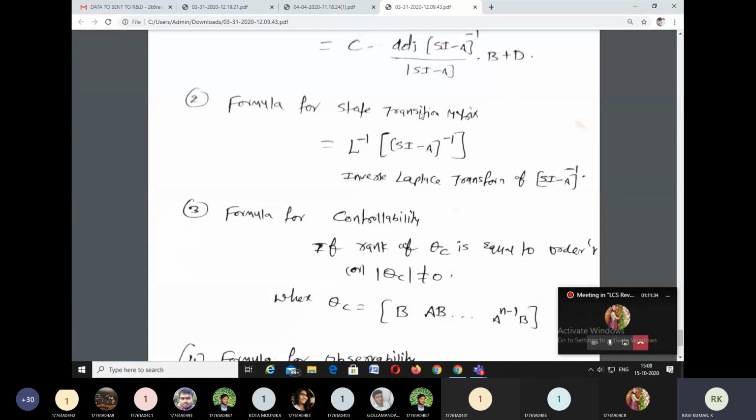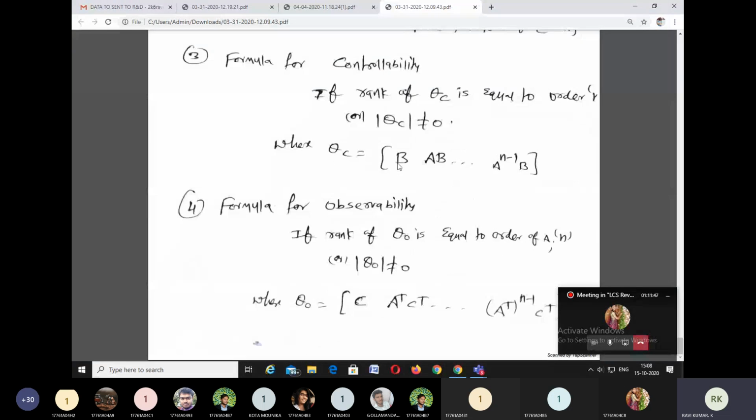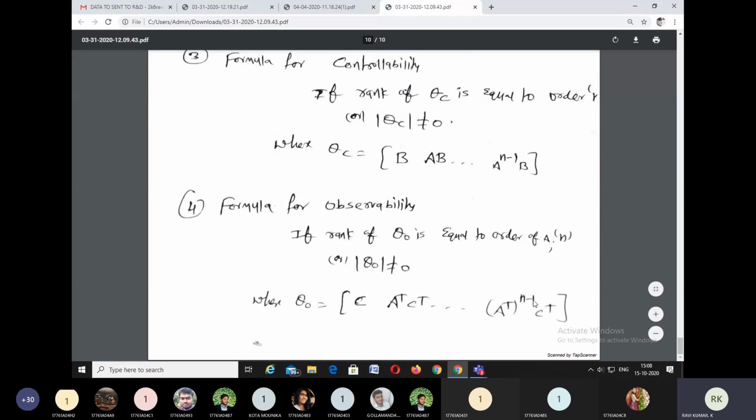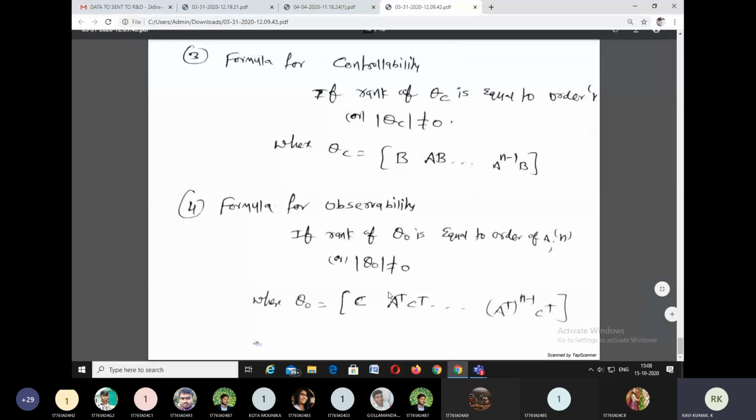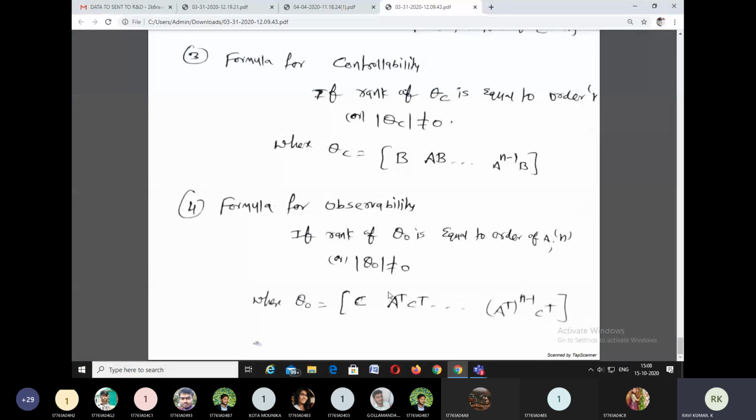Next, the formula for the state transition matrix, how to calculate e power At. That is equal to Laplace inverse of (sI minus A) whole inverse. We already solved a problem on that also. And the next one is controllability and observability. Controllability means the matrix B, AB, A square B, A cube B, and so on up to A power n minus 1 B. If the determinant of this matrix is not equal to 0, then it is controllable. And observable means C, A transpose C transpose, and so on up to A transpose whole power n minus 1 into C transpose. If this matrix determinant is not equal to 0, then we say it is completely observable.